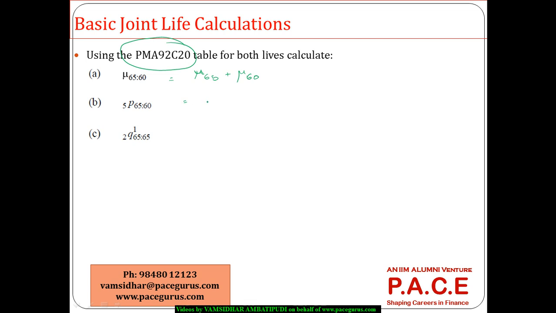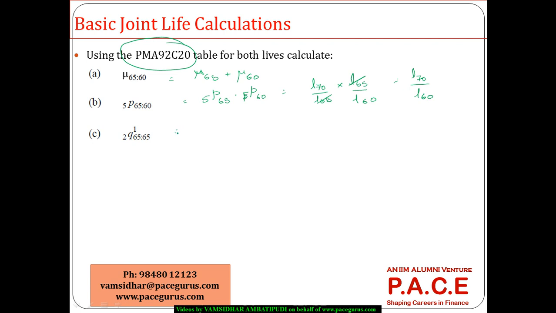Similarly, 5p65:60, I can write it as 5p65 times 5p60, which means I will write it as L70 by L65 multiplied by L65 by L60. And as I have to take both of them as males itself, I could very well take it as L70 by L60.